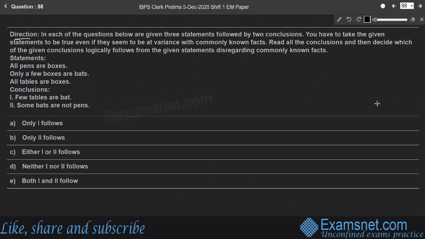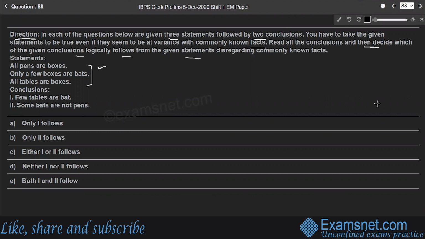Question 88. There is a direction. In each of the questions below are given three statements followed by two conclusions. You have to take the given statements to be true even if they seem to be at variance with commonly known facts. Read all the conclusions and then decide which of the given conclusions logically follows from the given statements, disregarding commonly known facts. Here are three statements.